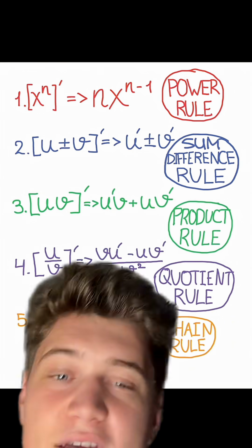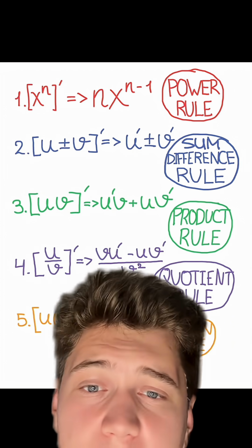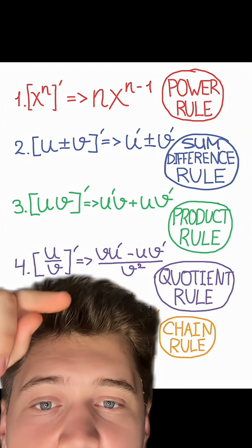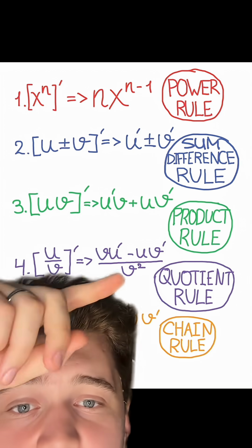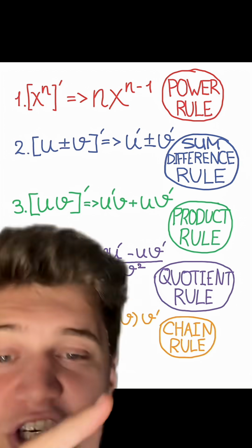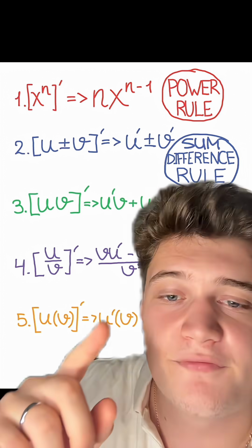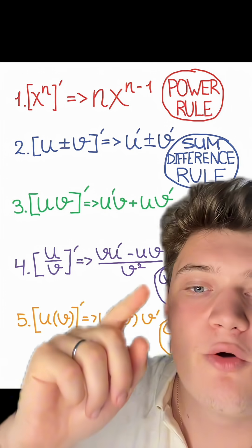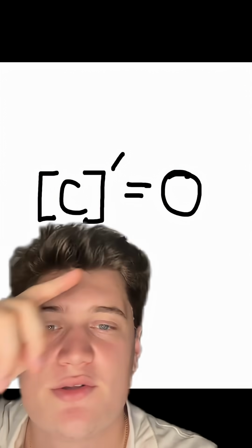Rule number 4, quotient rule. If you have u over v, it just simply turns into a fraction where in the denominator you get v squared, and in the numerator it's v u derivative minus u v derivative. And rule number 5 is chain rule. If you have a certain function u of v, the result is going to be the derivative of that function and the derivative of whatever was inside of that function. And almost forgot about this one. The derivative of a constant is going to be 0 all the time.